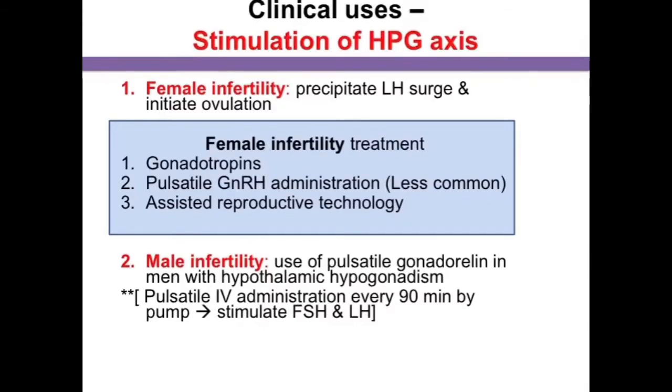Secondly, for treatment of male infertility, we will use pulsatile gonadorelin in men with hypothalamic hypogonadism. So pulsatile intravenous administration is given every 90 minutes via a pump, and this will stimulate FSH and LH release.